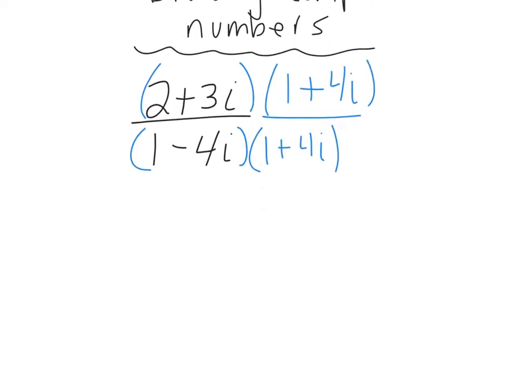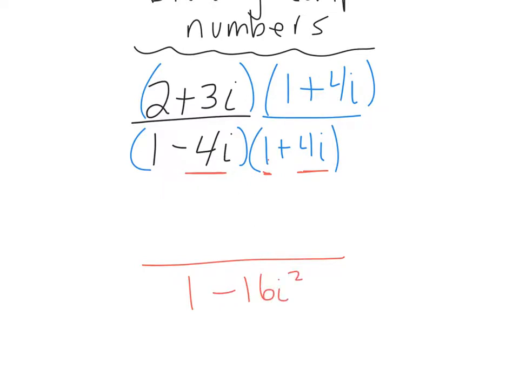So what I want to do first is distribute. I always start with the denominator because it ends up being a little bit easier. So I multiply 1 times 1 and I get 1. And then here's where the trick of the complex conjugate shows itself. I'm going to multiply 1 times positive 4i and then 1 times negative 4i, and those i's will cancel each other out. Finally, I'm going to multiply negative 4i times positive 4i, which gives me negative 16i squared.